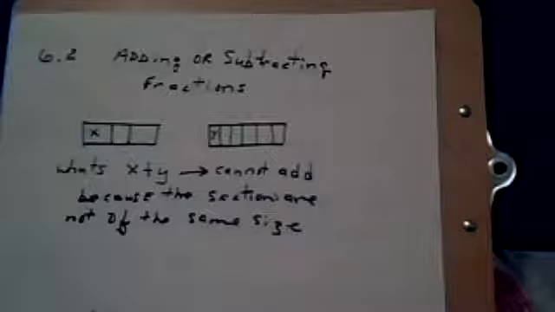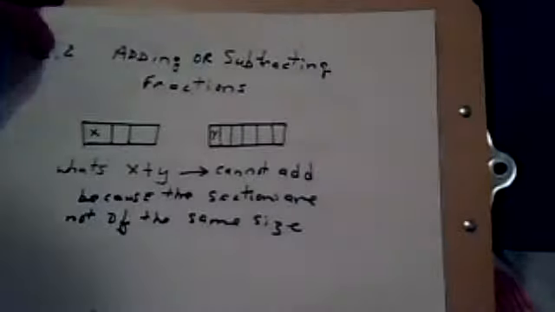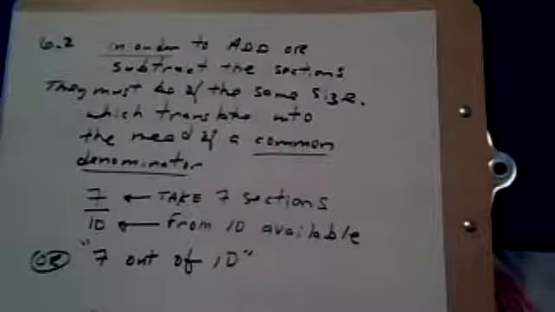We need to get both of those bars to be broken up into the same number of sections, and then we could add or subtract. In order to add or subtract the sections, they must be of the same size, which translates into the need of a common denominator. And remember, in fractions, we have a ratio: 7 sections from the 10 available.